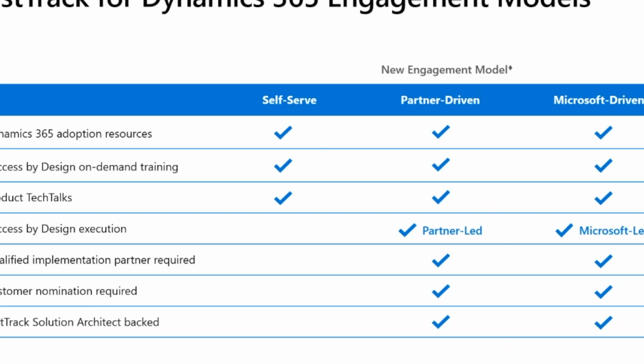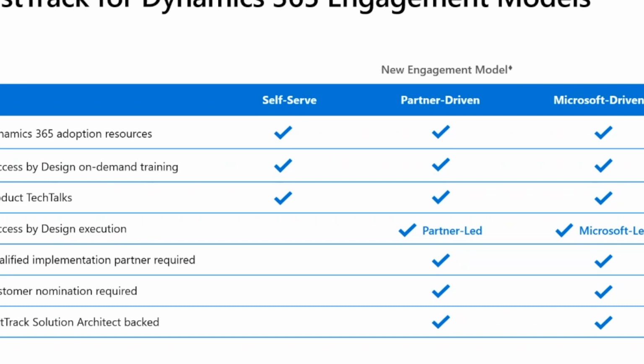Now, if we look at the Microsoft-led engagement, we will continue to assign a dedicated solution architect from the Microsoft FastTrack team to the projects, and it will continue to be the Microsoft FastTrack team that leads the execution of these Success by Design workshops with the participation from the partner and the customer. The partner will be required to have gold or silver cloud business application competency for the nomination to be valid.